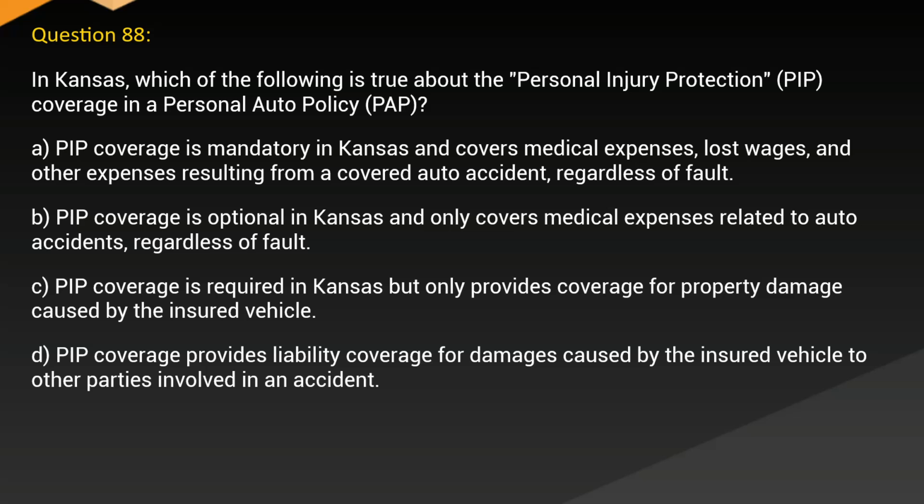B. PIP coverage is optional in Kansas and only covers medical expenses related to auto accidents, regardless of fault. C. PIP coverage is required in Kansas but only provides coverage for property damage caused by the insured vehicle. D. PIP coverage provides liability coverage for damages caused by the insured vehicle to other parties involved in an accident.